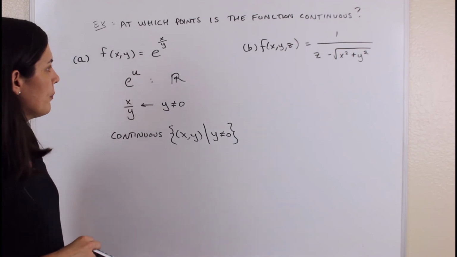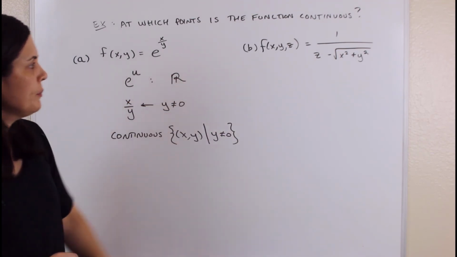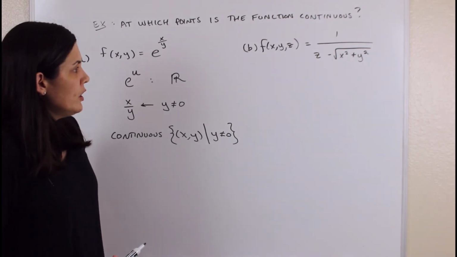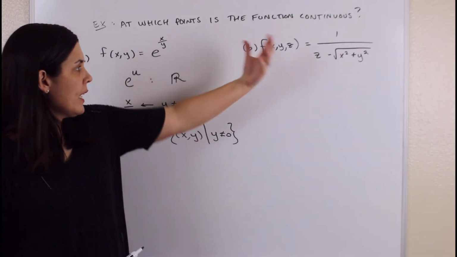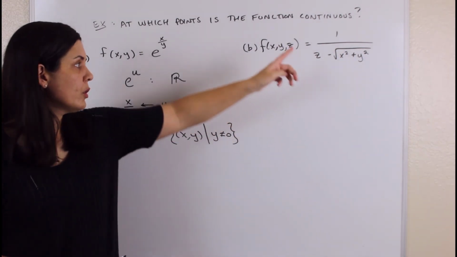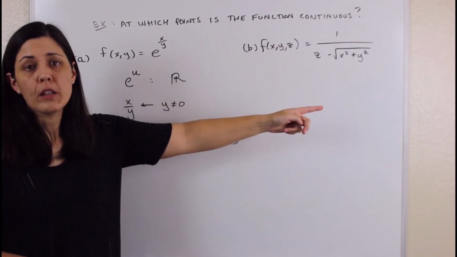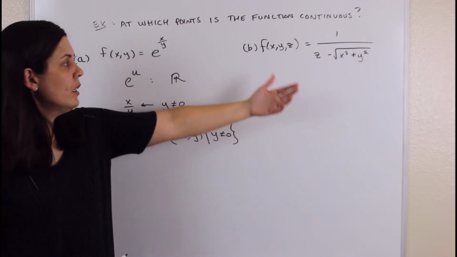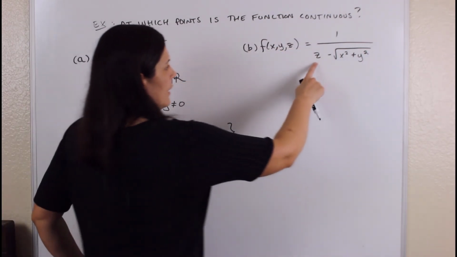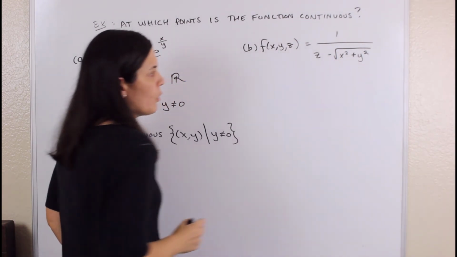That's the only problem. So this next one here, notice it's actually a function of 3 variables. So just for reference, if this has 3 inputs, your output has to be something else. So just so you're aware, on this one the output would be another letter, maybe like w. So f of x, y, z equals 1 over z minus square root x squared plus y squared.